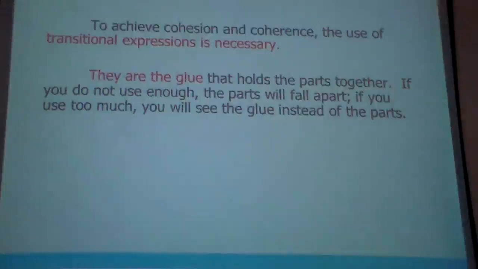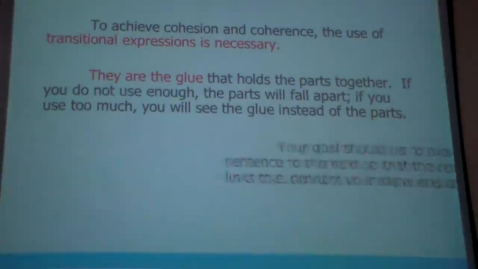Okay, see here. This glue is very important. These transitional words are really important, but if you use less than what is needed, then the parts will fall apart. If you use too much of these transitional words, what will happen? You will see the glue instead of the parts. You will see only the transitional words. You will not see the instructions and directions. So be careful when you use them. Use them only when needed, when required.